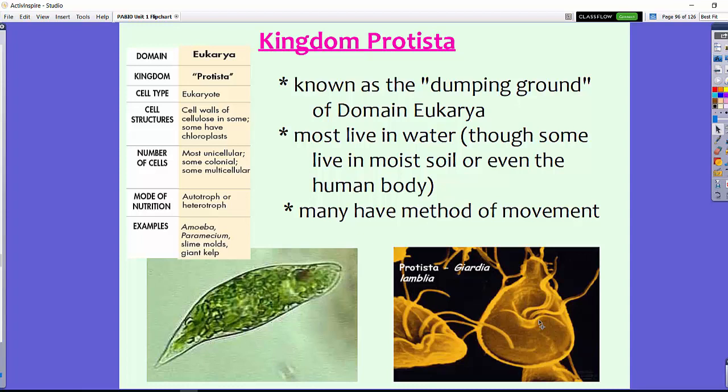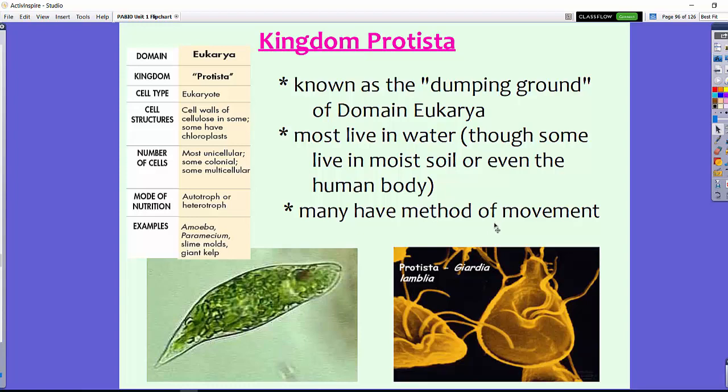We also have giardia. Now, giardia is an example of something that can cause some stomach pain. It can cause some major stomach issues. So giardia is not anything that you want to deal with. You can get this by drinking unclean water. So I mentioned that it's the dumping ground. Almost all the kingdom Protista will live in water or at least will live in moist soil. So sometimes, though, it does live in the human body. And if this is the case, chances are it's a parasite.